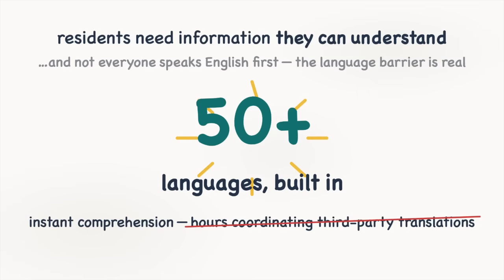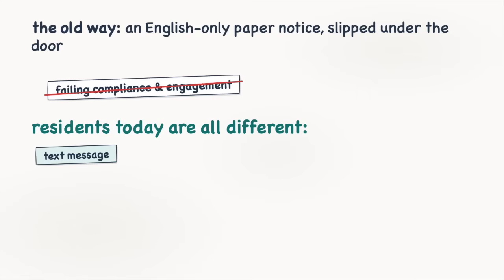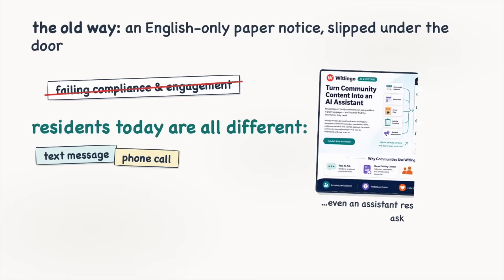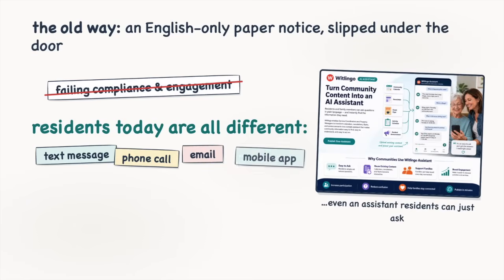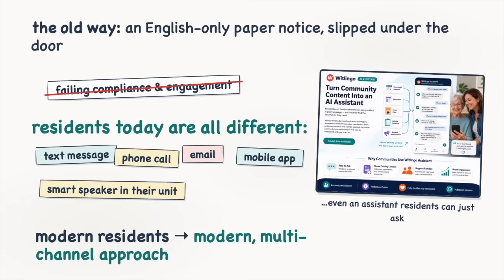Let's contrast the limitations of the past with the diverse preferences of modern residents. The old ways, relying on English-only paper notices slipped under a door, are fundamentally failing both your compliance requirements and your engagement goals. Residents today just do not all communicate the same way. Some will only respond to a text message. Some prefer a phone call or an email. Some want to use a mobile app, while others benefit immensely from reminders delivered directly to a smart speaker in their unit. The modern resident requires a modern, multi-channel approach, for sure.